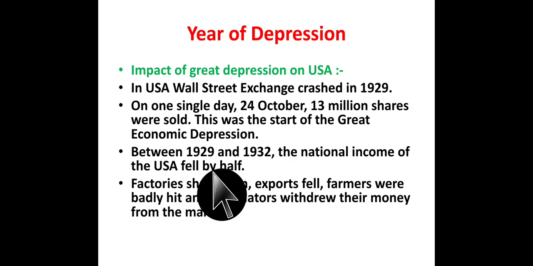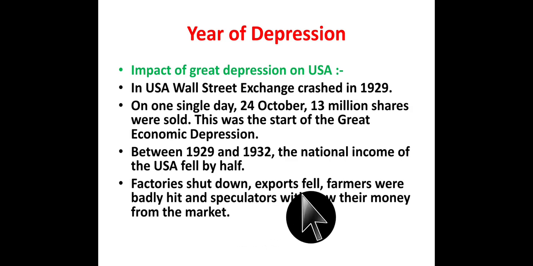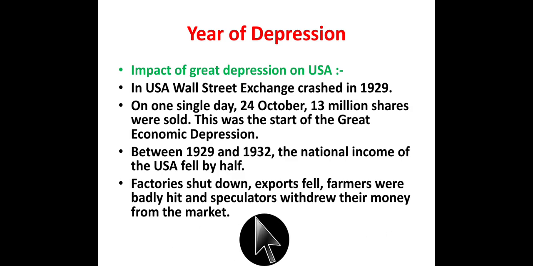At that time America was strong economically, but due to the Great Depression, its national income fell by half. Factories shut down, exports fell, farmers were badly hit, and speculators withdrew their money from the market. Those who had invested money in the market tried to withdraw it. During 1929 to 1932, the economy of the world was in a very bad condition.